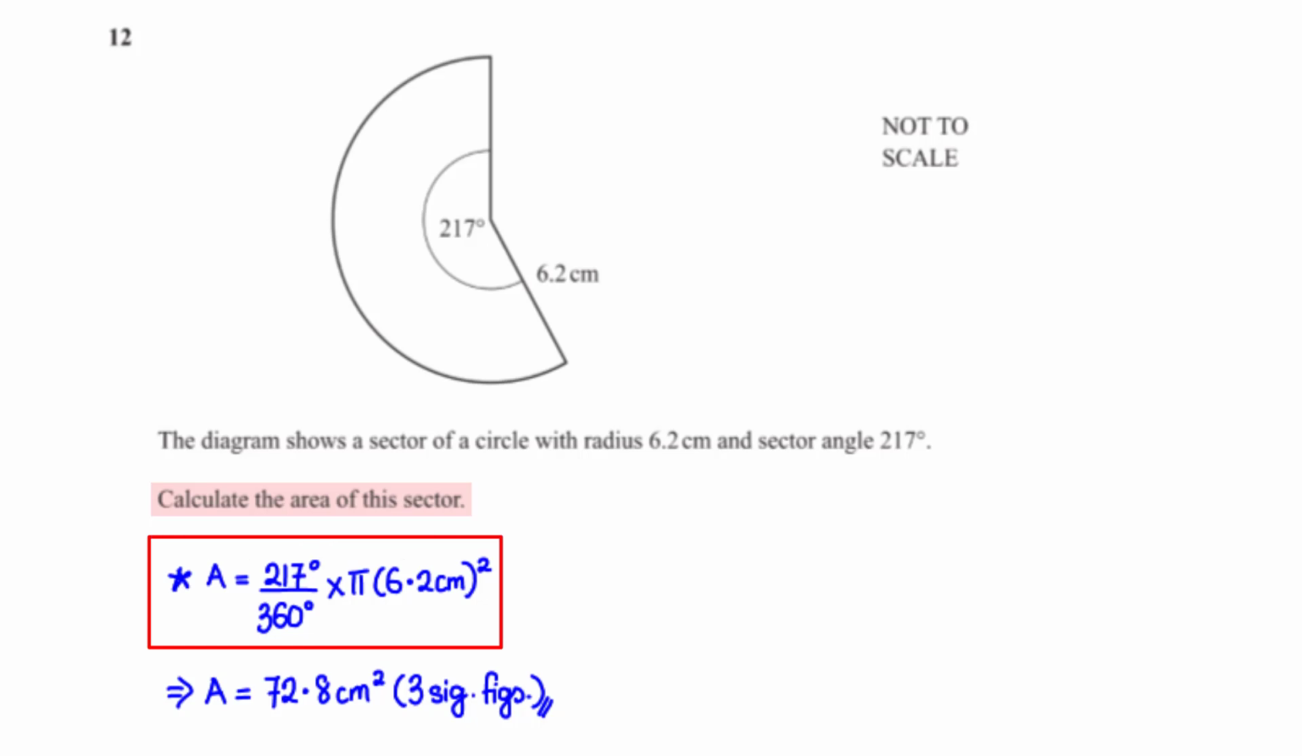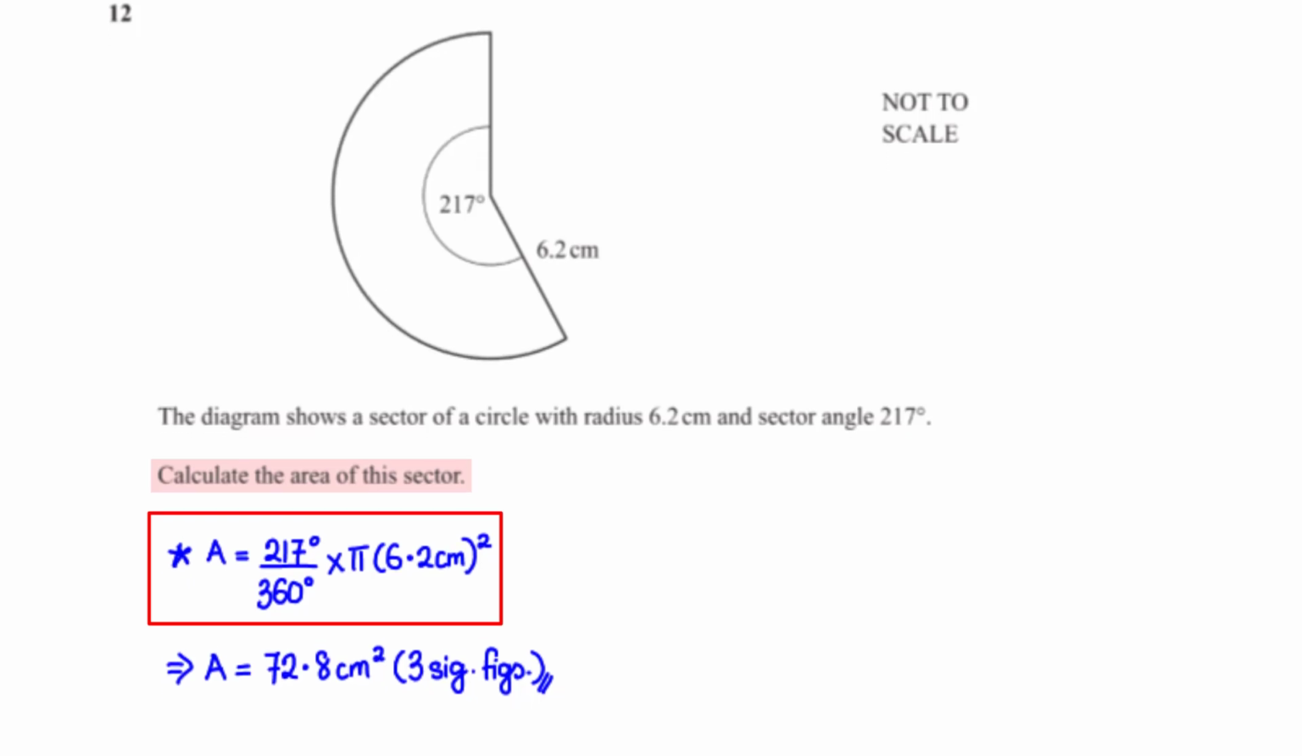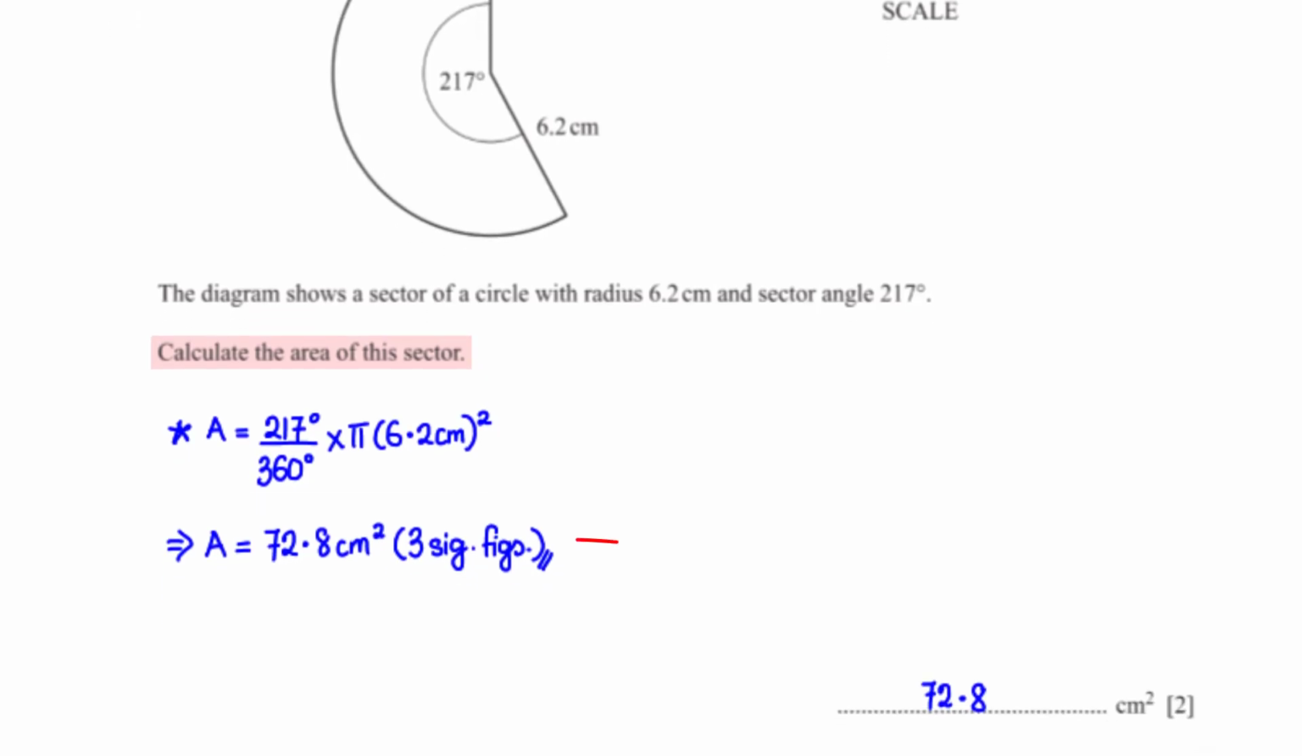The formula for the area of a sector is theta over 360 degrees times pi r squared. In this case, theta is 217 degrees and the radius is 6.2 centimeters. When we type this into the calculator, we get 72.8 centimeters squared, rounded to 3 significant figures.